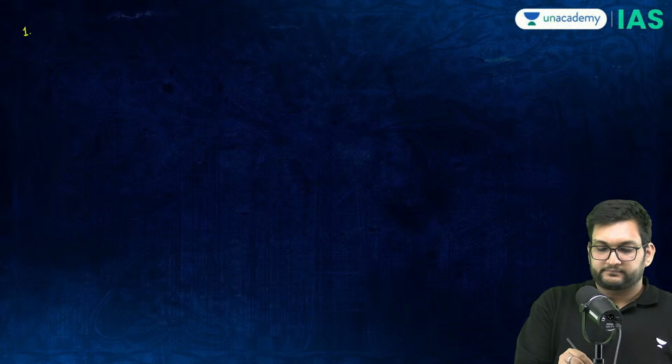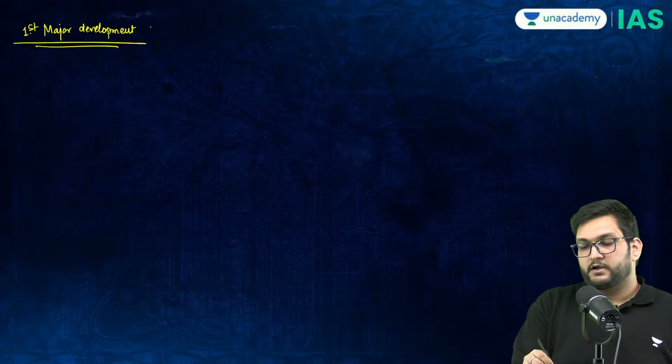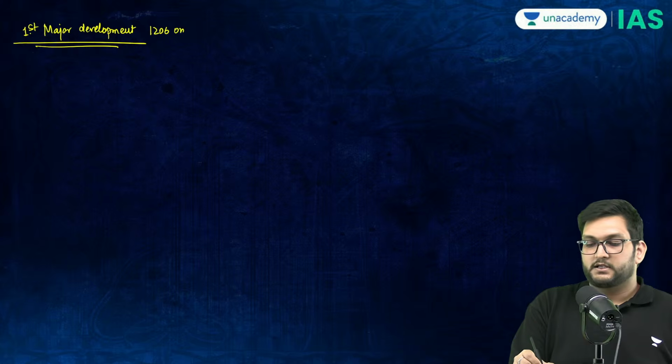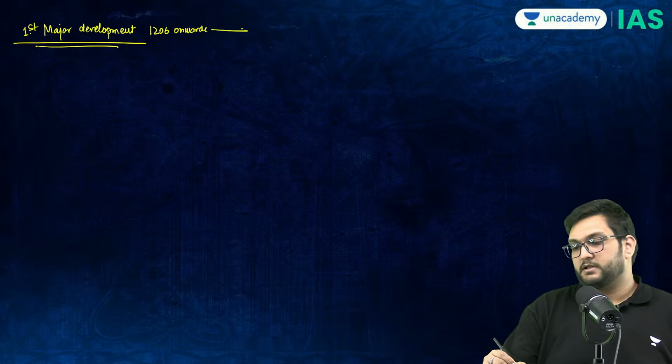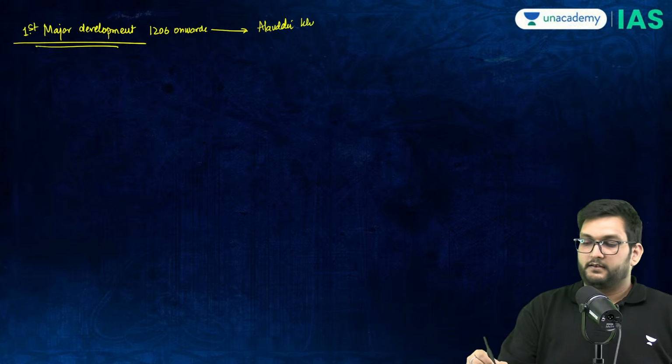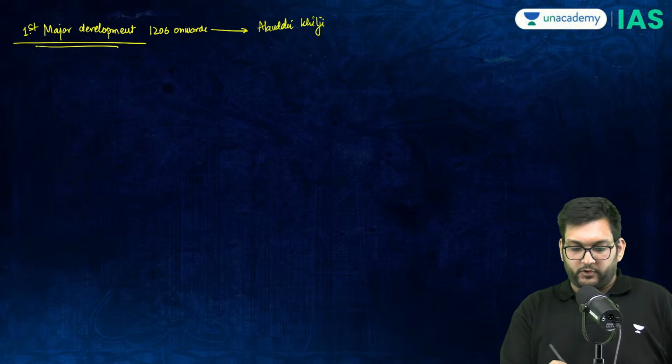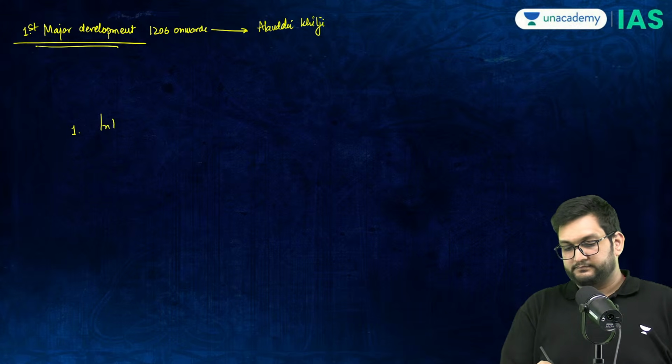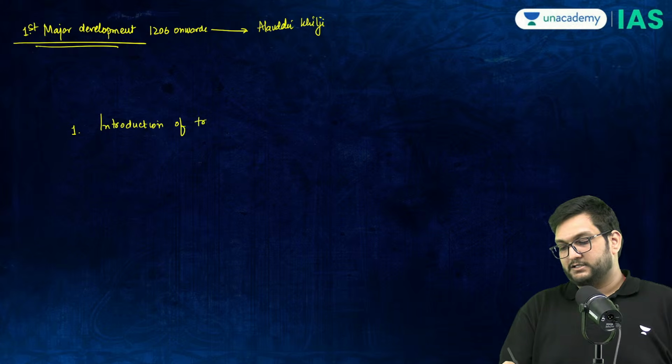The first major development during this period of 1206 onwards, towards the period till Alauddin Khilji, the first major point is the introduction of true arch and true dome.